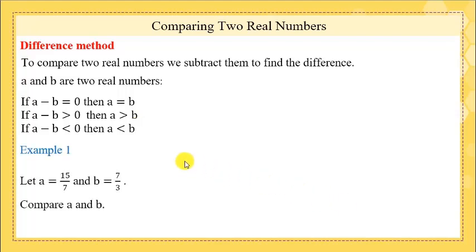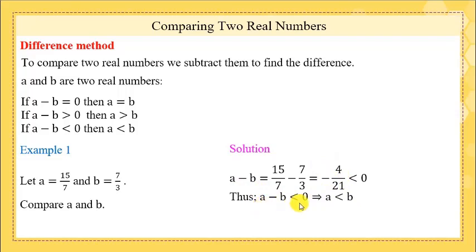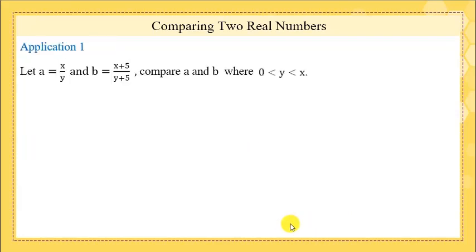Example 1. We have two numbers A and B and we want to compare. We subtract these two numbers and we get a negative number here. Then the difference is less than 0 and A is less than B, so the first number is less than the second number. Application 1. Stop the video and try by yourself.